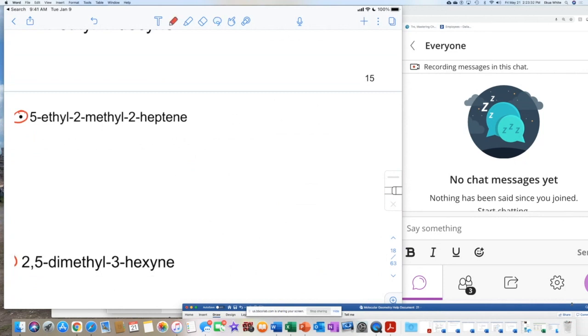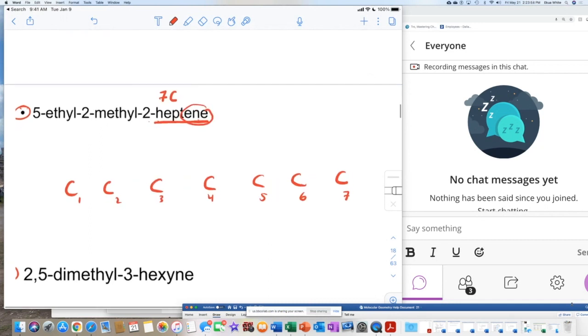Okay, so for this top one here, I start with the word far right, heptene. So 7 carbons with a double bond. 1, 2, 3, 4, 5, 6, 7. C1, C2, C3, C4, C5, C6, C7. There's a double bond. Okay, where is it located? On carbon 2. So between carbon 2 and 3, they need to have a double bond. These can all have single bonds. Okay, so this part is done, this part is done, this part is done.